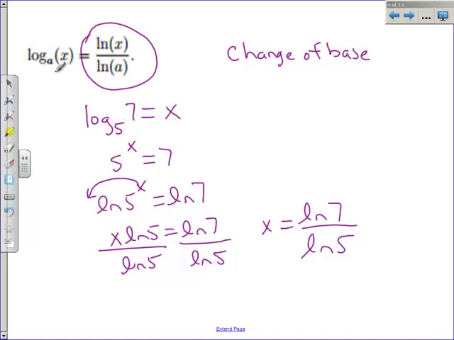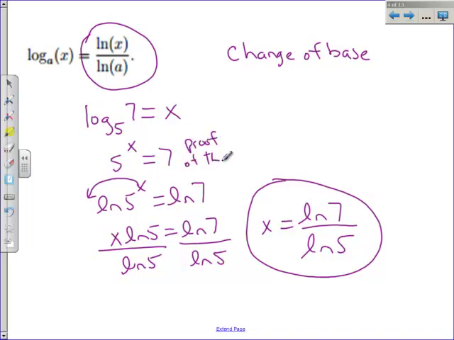If you have log base a of x and you don't know how to do this on a calculator, you take the natural log of the x and you divide it by the natural log of the base. You see how that worked over here when I did all this work? All this work, by the way, is simply just a proof of the formula. I don't want you to go through this process every time. I want you to trust the change of base formula.